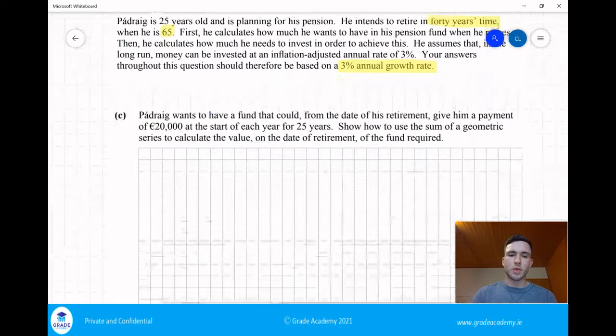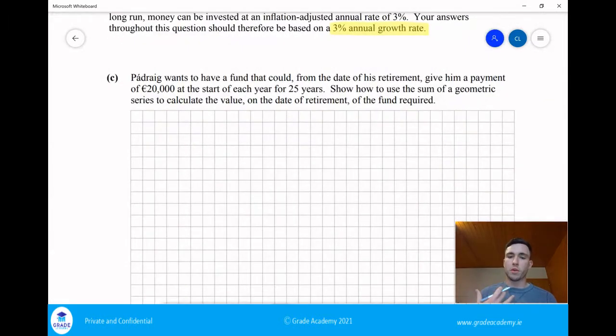Part C, Podrick wants to have a fund that could from the date of his retirement, give him a payment of €20,000 at the start of each year for 25 years. Show how to use the sum of a geometric series to calculate the value on the date of retirement of the funds required. Okay, so I'm just going to again highlight some key information. So it mightn't seem important, but we're always going to highlight the start of the year.